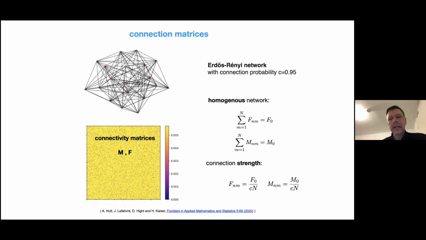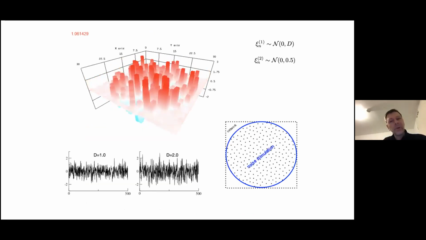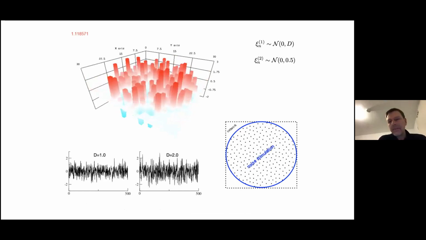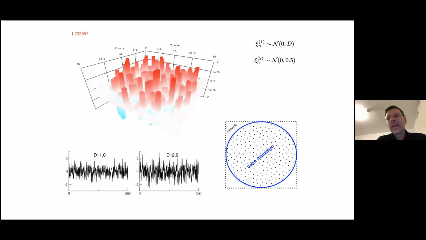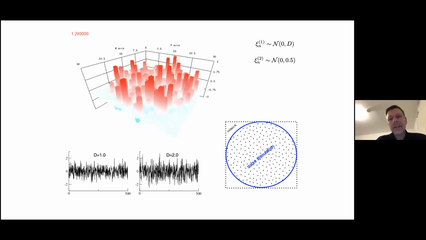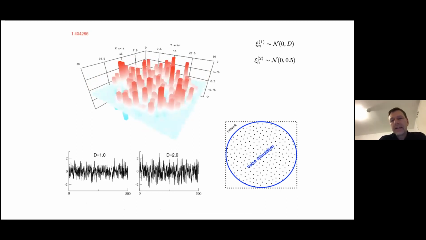And when we do simulations, then we find the following. This is the spatiotemporal activity of the field. And now we increase the noise level with time. So we increase the noise level, and you see it fluctuates at a certain level.